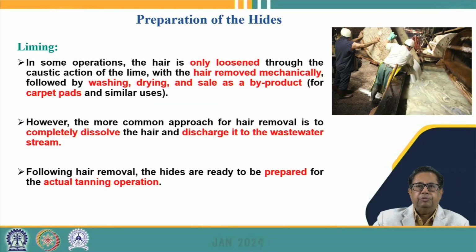So in the preparation of the hides, the liming may be done and it may loosen the hairs. These hairs may also be removed mechanically. The hairs which are removed mechanically can be washed, dried, and sold as a byproduct. For example, they can be used for carpet pads, and we can use these hairs for other purposes also.